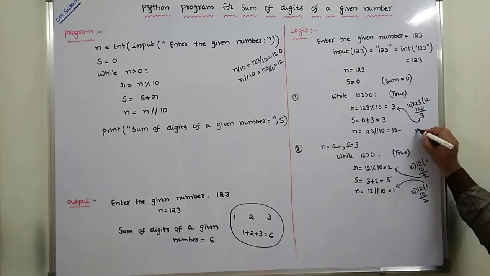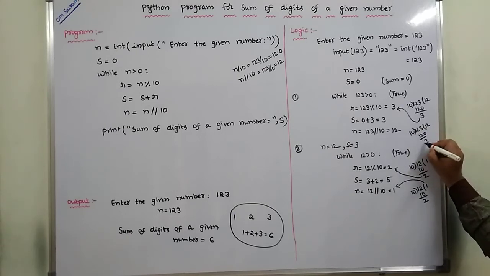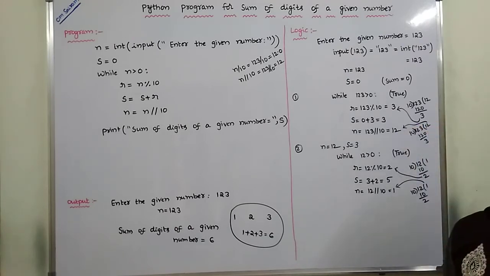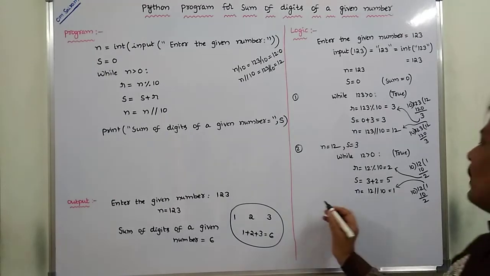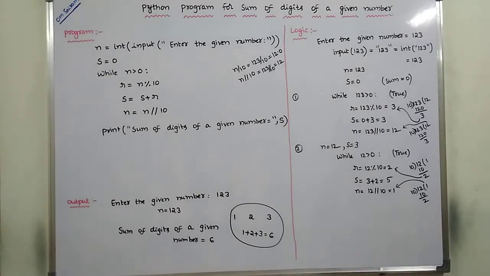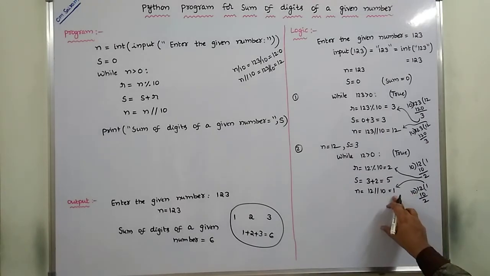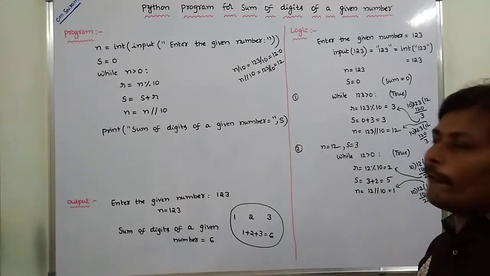Here also 123, that is 10. 10 12s, 123. 3 is the remainder. This 12 value I am taking. Okay. Next. After completing the second iteration, what are the values we are getting? So N is equal to 1, S is equal to 5.